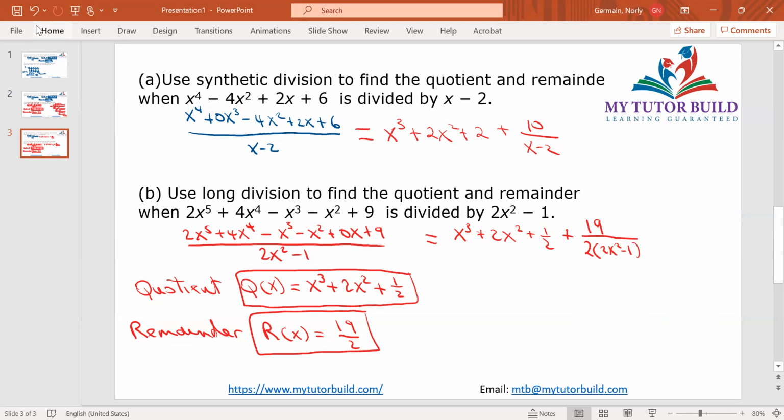I hope these two examples help you to better understand how to perform synthetic divisions or long divisions of polynomials.